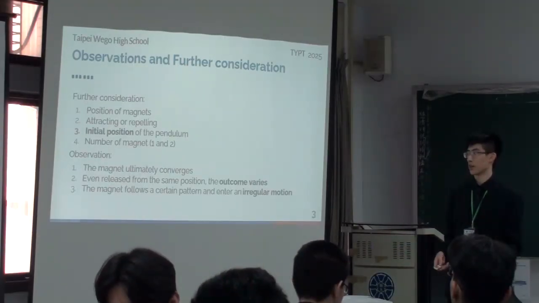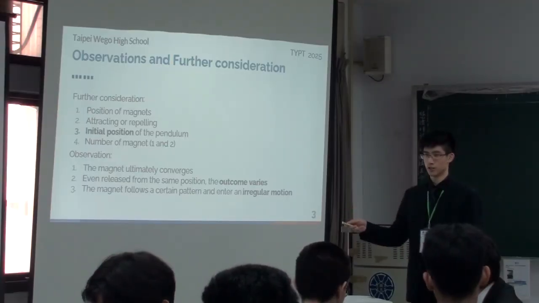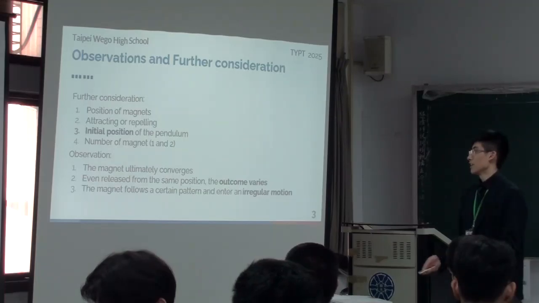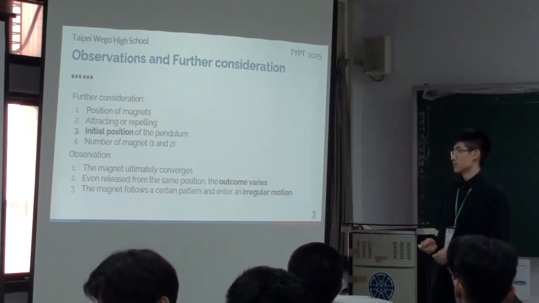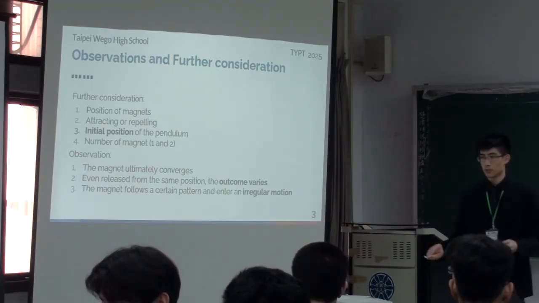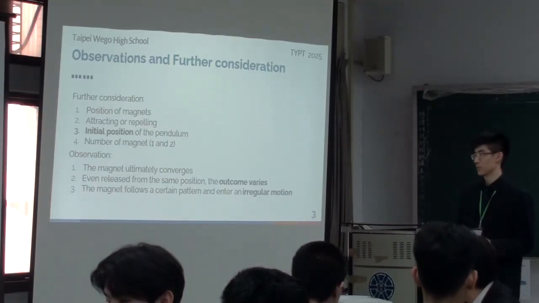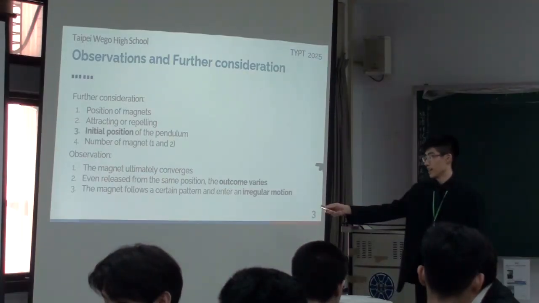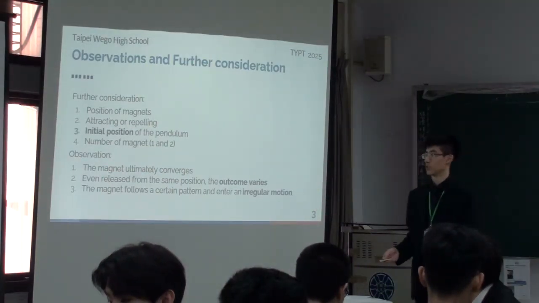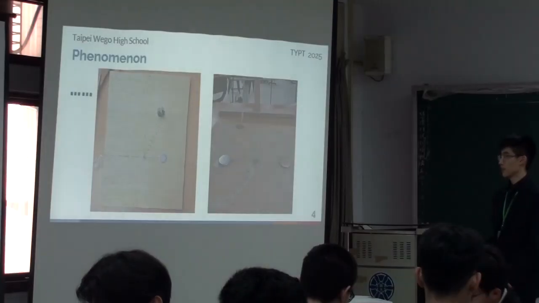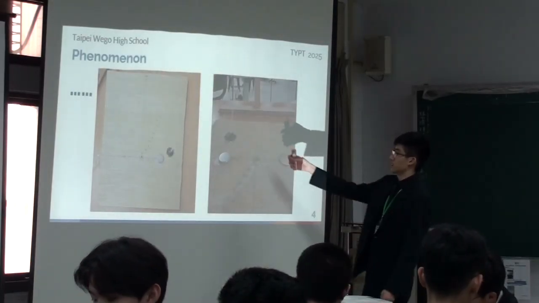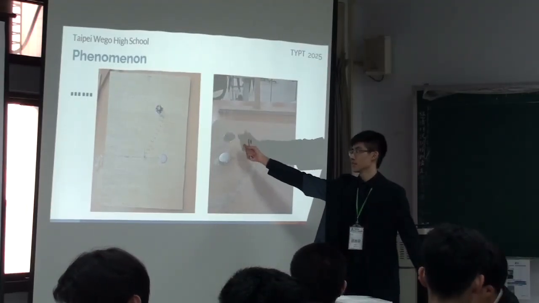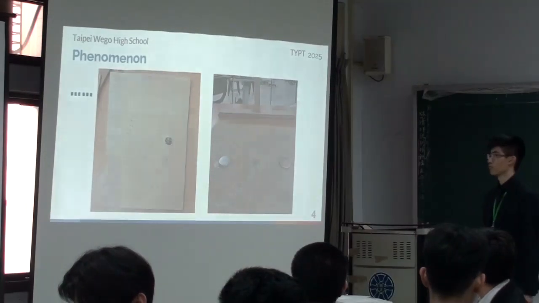As for the absorption part, the magnet ultimately converges, but that does not mean that the final velocity is zero. In the second part, even when released from the same position, the outcome varies, which means it is highly sensitive to the initial condition. In the third part, the magnet follows a certain pattern and enters an irregular motion. This is the phenomenon. We can see that when the magnet is attracted by the base magnet, it actually vibrates above the magnets on the base.